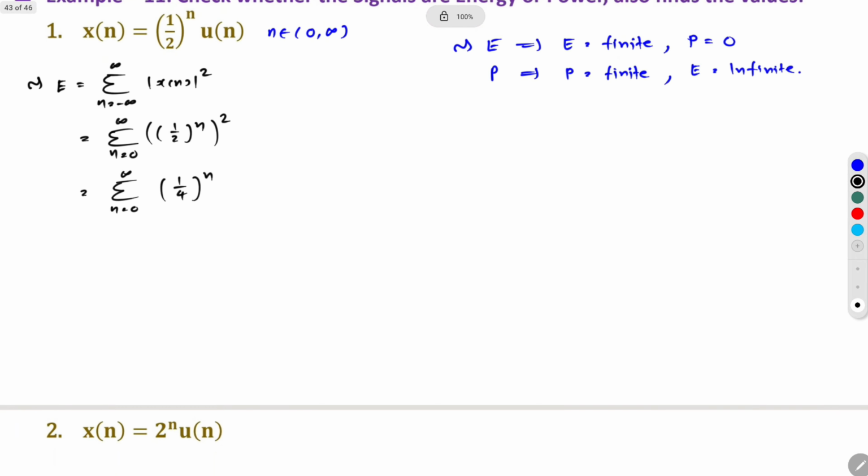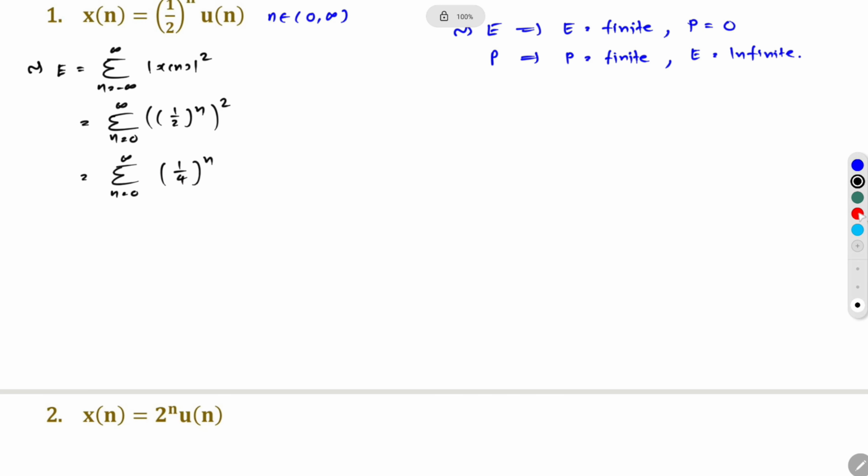Now one can easily solve this if you know series. Like if you have the summation where small n is ranging from 0 to positive infinity, a to the power n, then that will be 1 divided by 1 minus a, provided a is lower than 1. Right. So this is the standard equation of series.